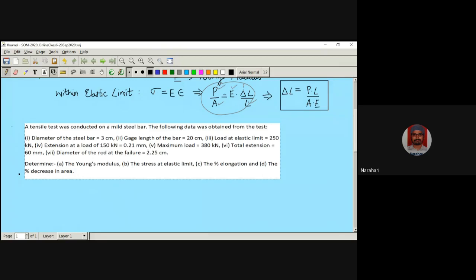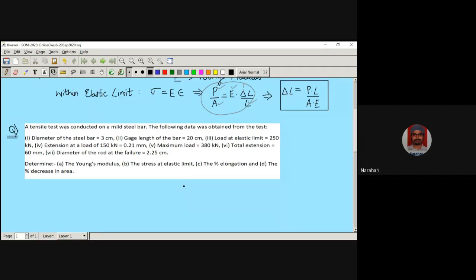Okay, so let us take into account this particular numerical. I had told in the previous class that you people need to be ready with a calculator and even paper and pen to do some calculations. So I hope you people are having that.